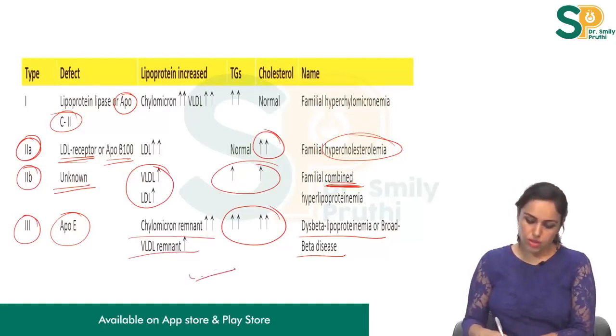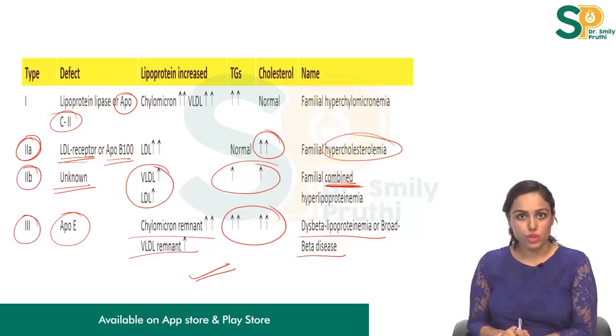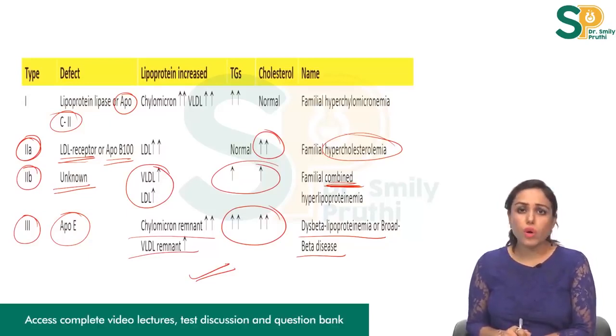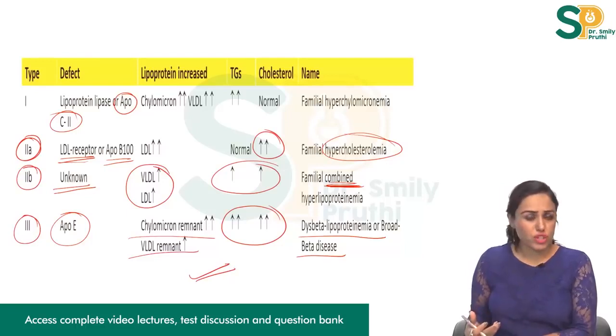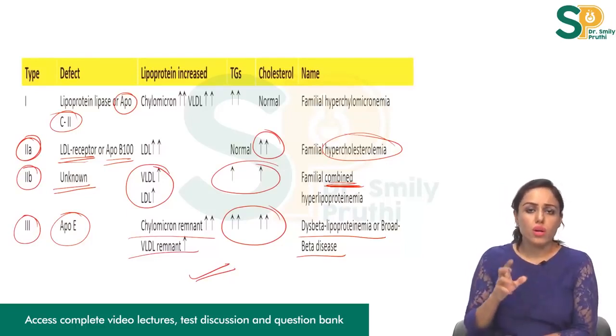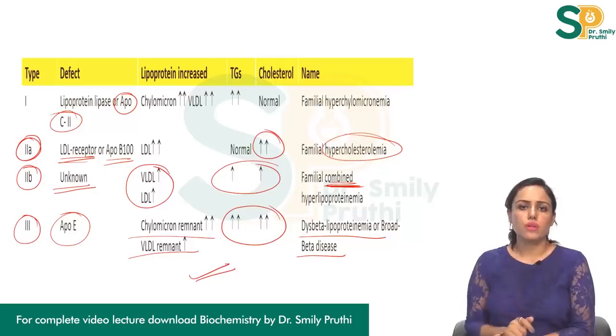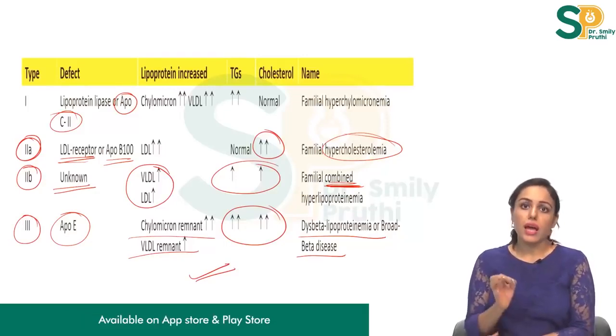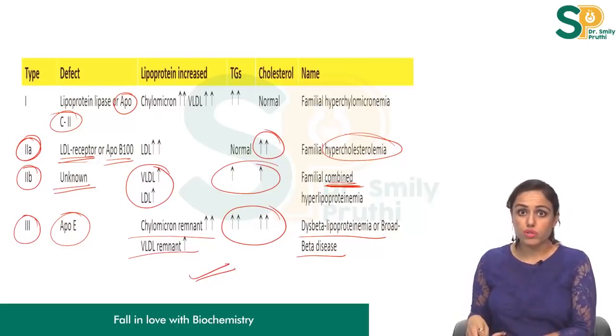So if you learn this table, then it is very easy to solve the questions on hyperlipoproteinemias. But one more thing is required when you are solving these questions. When they give you these questions, they don't directly tell you triglyceride increase or chylomicron increase. No, they will give you some clinical hint from the patient, and you yourself have to interpret what that means, right? You yourself have to interpret.